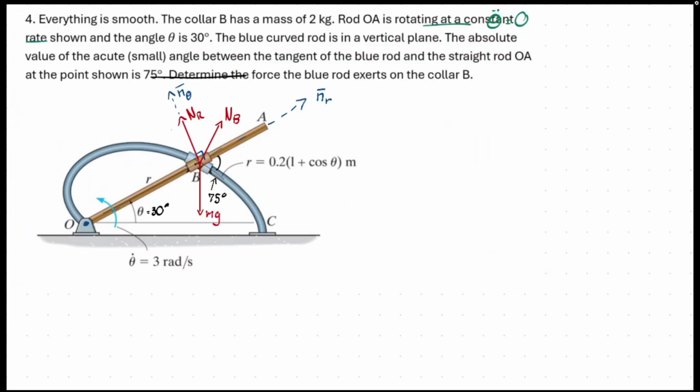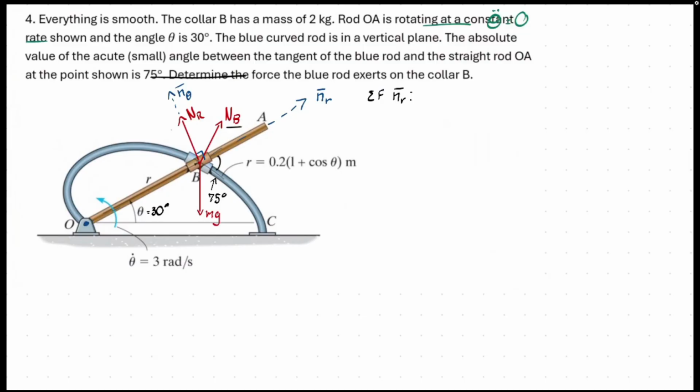So we summed our forces. We drew our free body diagram. Now let's sum our forces. A quick summation in the radial direction, right? So the sum of the forces in this radial direction, that's going to be our NC, or not NC, our NB.